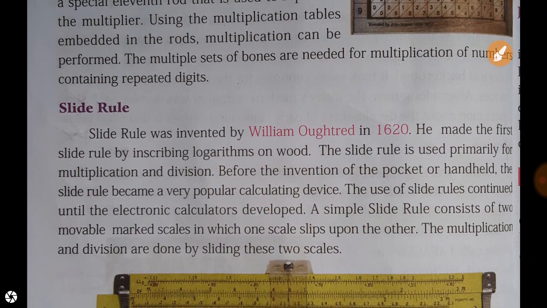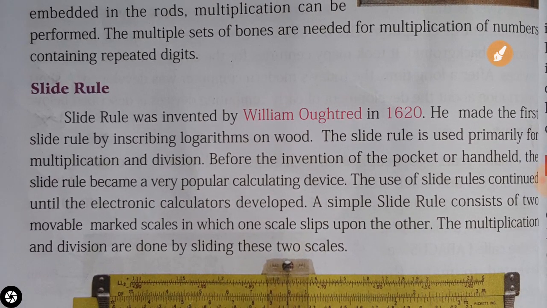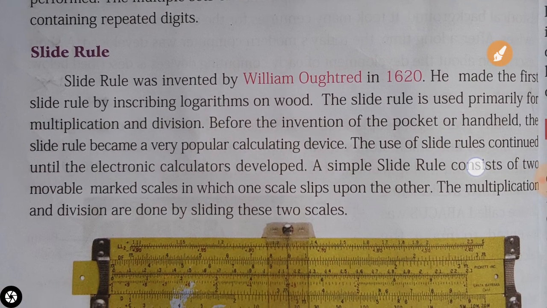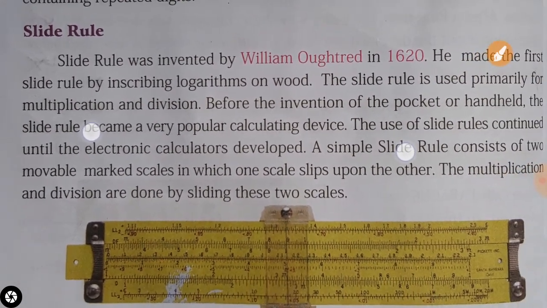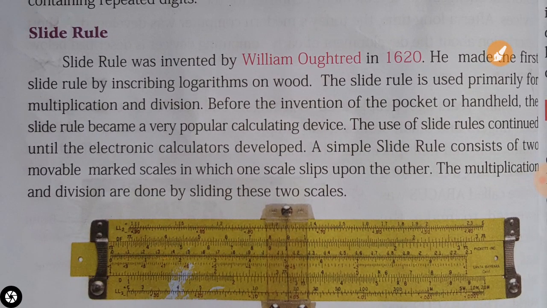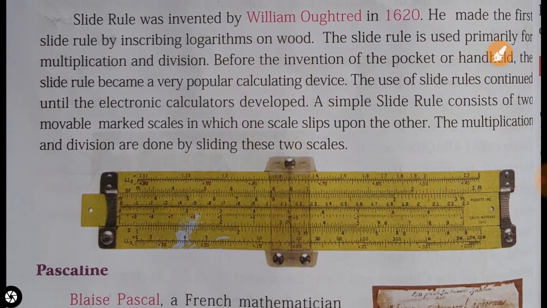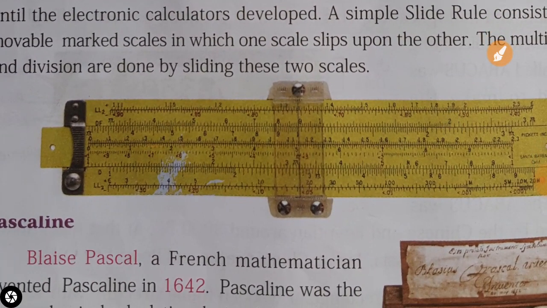Don't worry about this. Now we have another one, the slide rule, and the slide rule was invented by William Oughtred in 1620. He made the first slide rule by inscribing logarithms on wood. The slide rule is used primarily for multiplication and division. Before the invention of the pocket or handheld calculator, the slide rule was a very popular calculating device. The use of slide rules continued until electronic calculators were developed. A simple slide rule consists of two movable marked scales in which one scale slips upon the other. The multiplication and division are done by sliding these two scales.